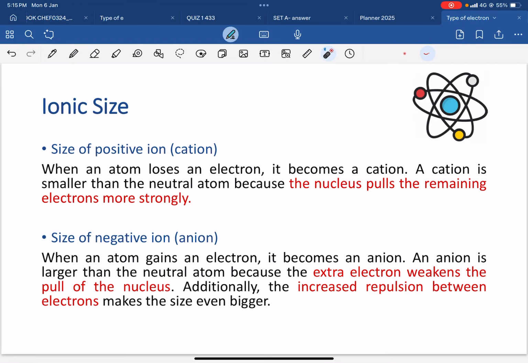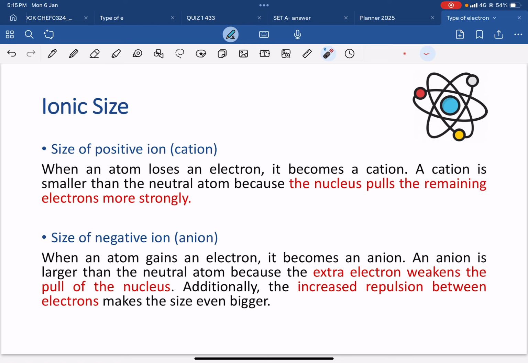Okay, so kita tengok pula our next subchapter, which is a comparison of ionic size. Okay, so we have two types of ions, right? We have cation and we have anion. So when we lose an electron, our atom becomes a cation. Okay, a cation is smaller than a neutral atom. Neutral atom meaning normal atom tadi yang the number of proton equals number of electron. They are atom. So as we lose electron, it becomes cation.